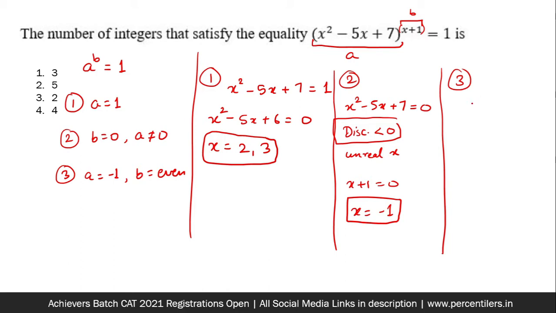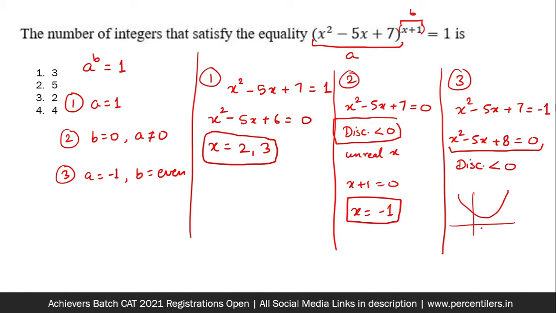Now the third thing, if a is minus 1 and b is even. Okay, we are focused on finding integer values of x for which this a, x square minus 5x plus 7, be equal to minus 1, which would imply this. And again the discriminant for this expression is negative. That means this also can never be equal to 0. When the discriminant is negative, that means the entire parabola is over the x-axis, so it will never meet the x-axis. So this will never be equal to 0. Okay, which means this is not possible.